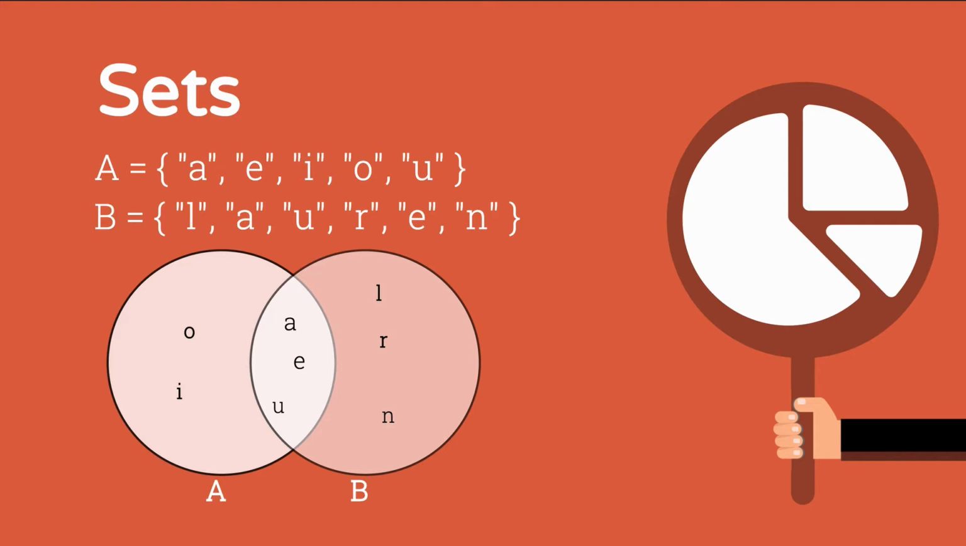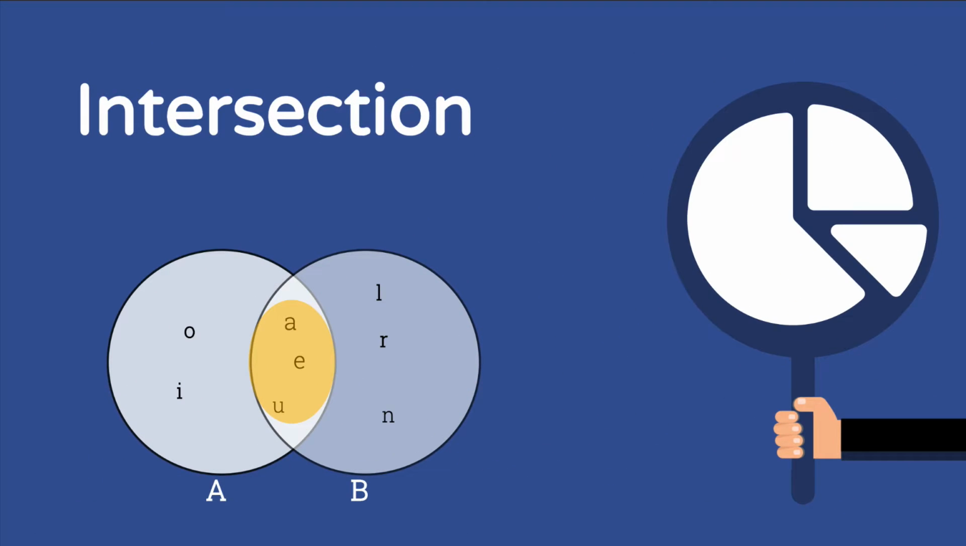Since A, E, U is common in two sets, we place them in the intersection of the two circles, and the rest are placed in the A and the B sections. AEU is also the result of intersection of sets A and B. The yellow color here is used to highlight the intersection of A and B.